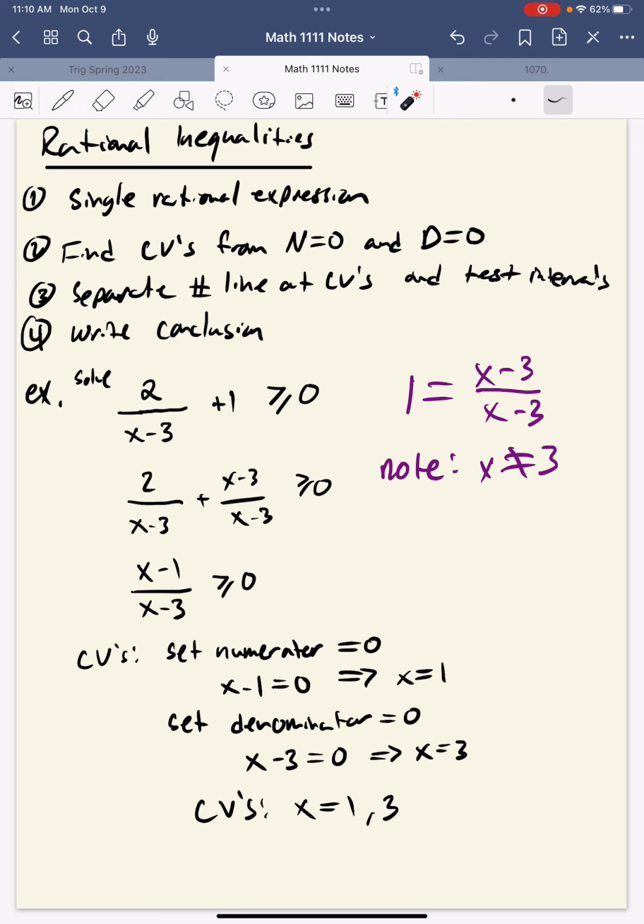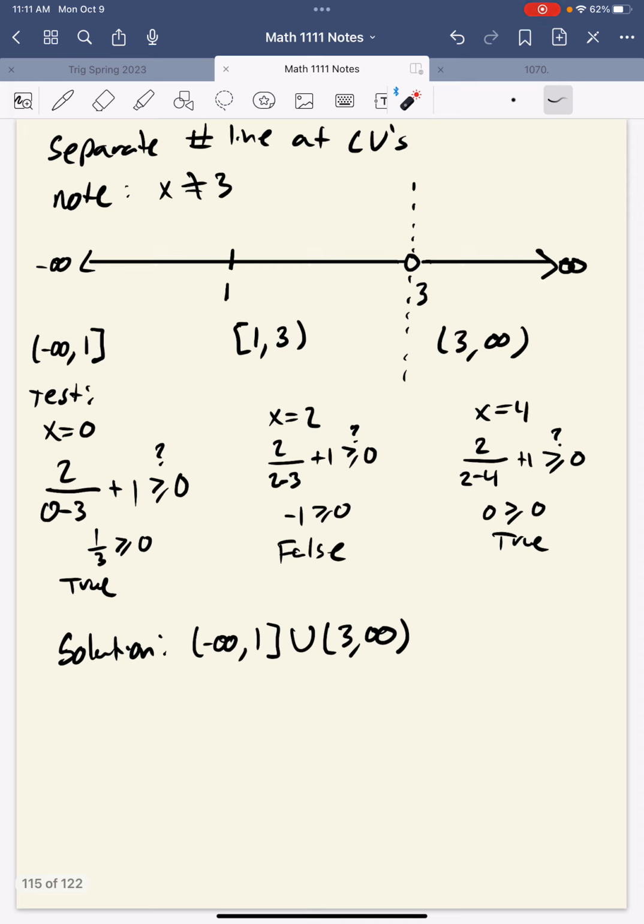So the first step to solving after obtaining a single rational expression is to find critical values from setting the numerator equal to 0 and denominator equal to 0. So numerator equal to 0 gives us x equals 1 as a critical value. Denominator equals 0 gives us x equals 3 as a critical value. Critical values are where we separate the number line. So we separate the number line at 1, we separate the number line at 3. Remember that 3 cannot be in the solution set.